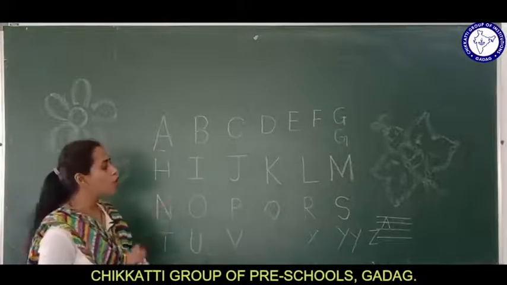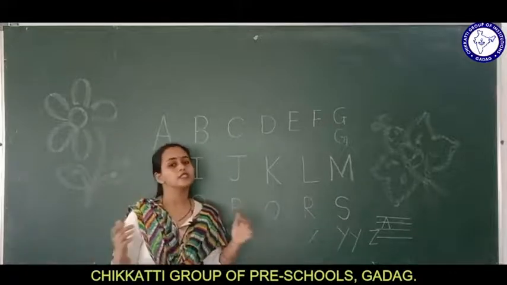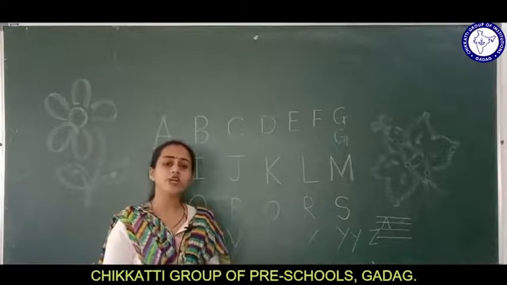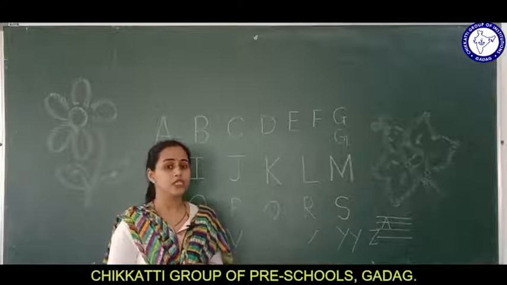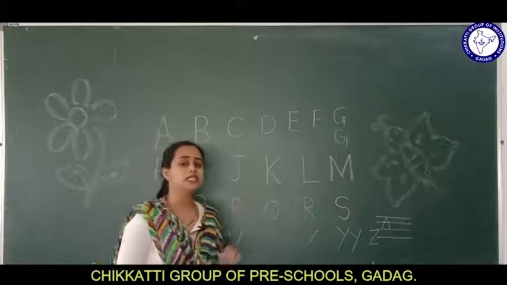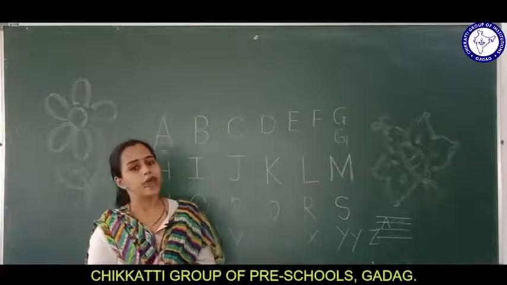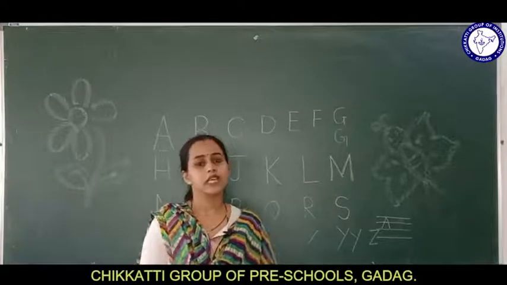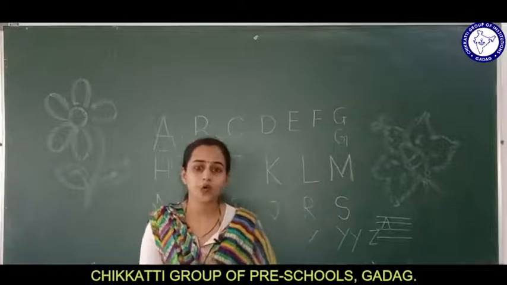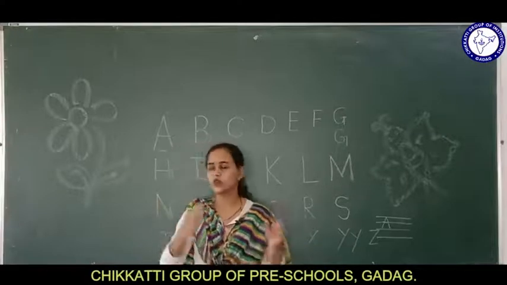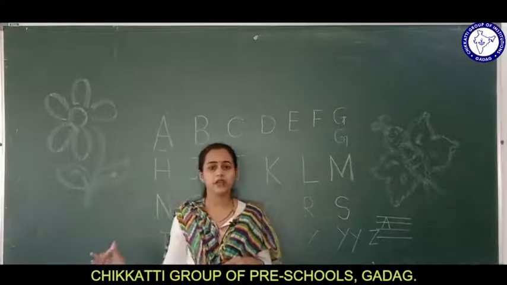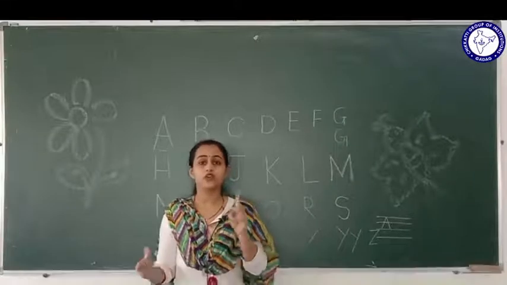I hope you all enjoyed this class. This is all about today's class: A to Z, which is the alphabet. How many alphabets are there? 26, right? You should practice and stay at home only. Whenever you are going out, you should wear a mask.